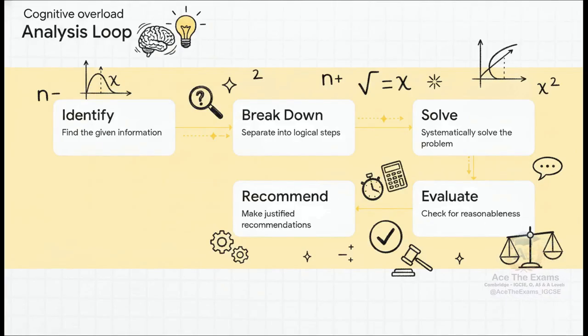To prevent your brain from short-circuiting, use this specific loop. Identify the given information, break it down into logical steps, and then solve it systematically. After that, always check for reasonableness. Does your derivative actually make sense given the original function? And finally, make justified recommendations or conclusions if the question specifically asks for it.